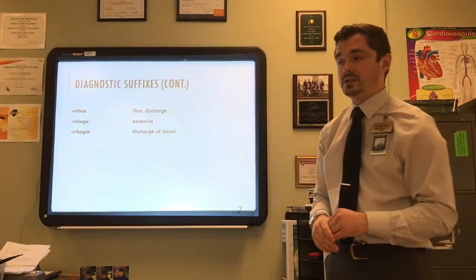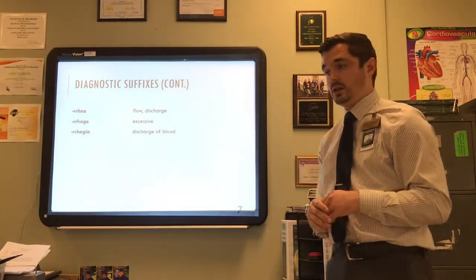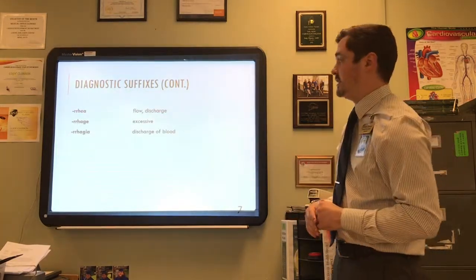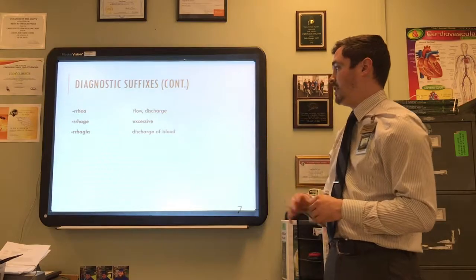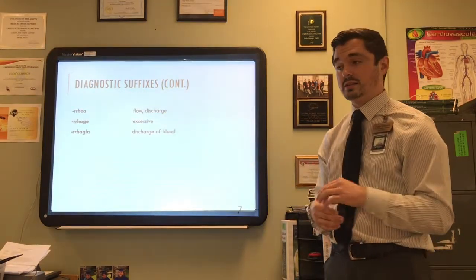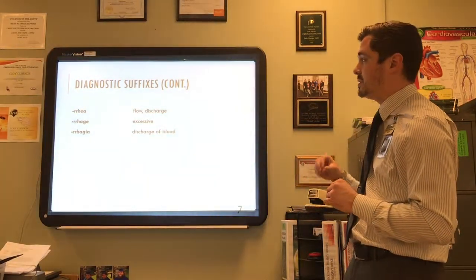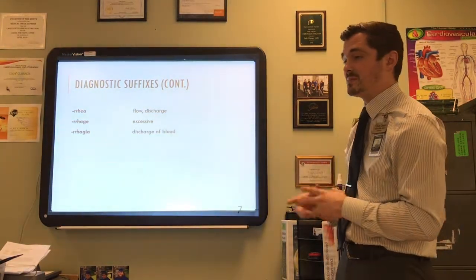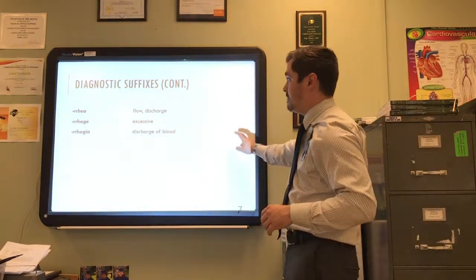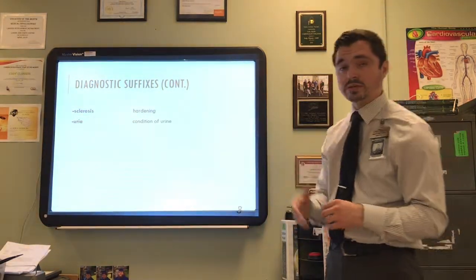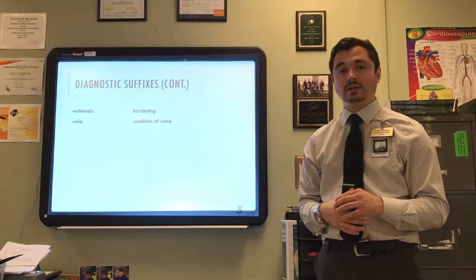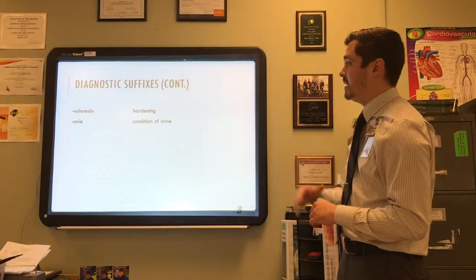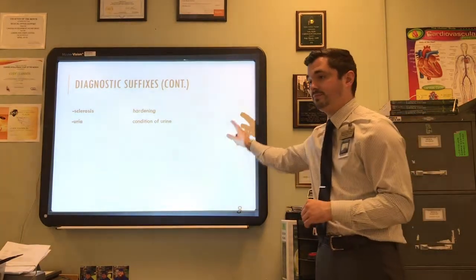Then we have rhea, which is a flow or a discharge. Rrhage, spelled R-R-H-A-G-E, is excessive. And then rrhagia is a discharge of blood. So those are very close words. Not much difference in the spelling, but they all have different meanings. So it's important to be able to match those terms up with appropriate meanings. And then we have sclerosis, and that means hardening. So like arteriosclerosis would be hardening of the arteries. And then uria is a condition of urine.